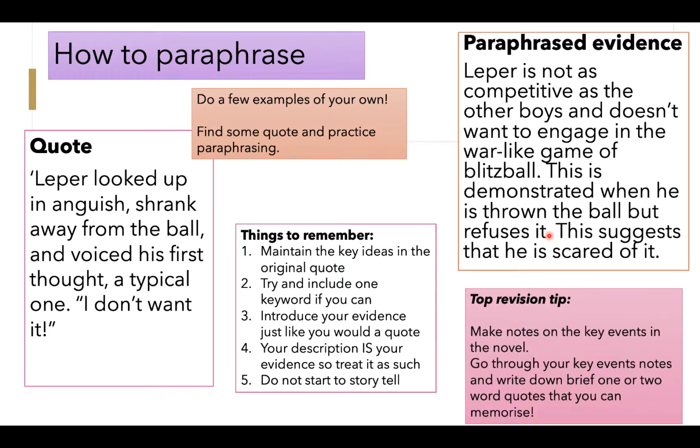And that's also my top revision tip, is just go back through all of the key events and just try and write down a few words and phrases that you think you'll be able to remember, or go through the different characters and write down a few words and phrases from the novel to describe them. Like I said, have them around your room or have them on cards in front of you so you can just go through them whenever you have a spare 5 minutes.